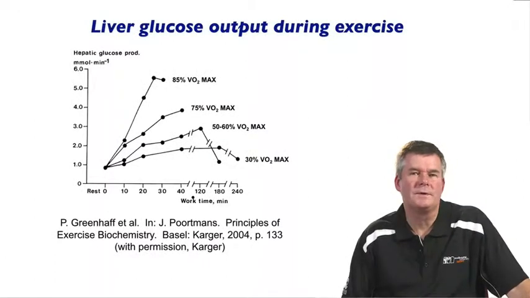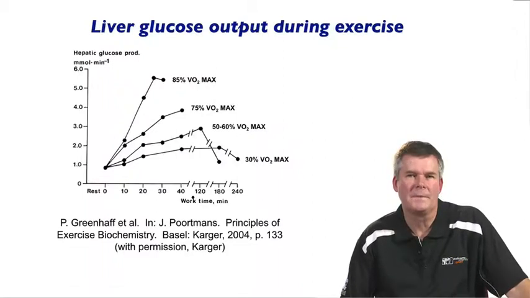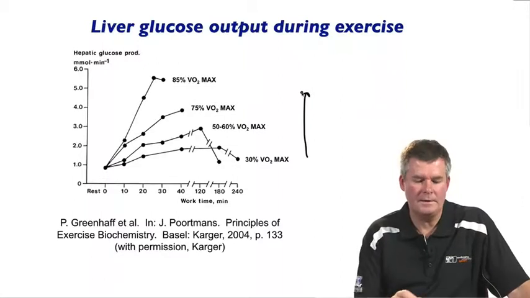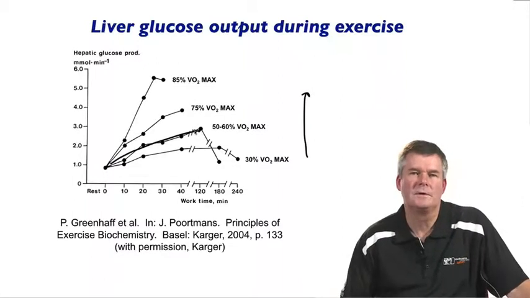Now, it's very important that the blood glucose concentration be maintained within a relatively normal range during exercise, and this is the role of the liver during exercise. And so just as you see an increase in muscle glucose uptake, there's a parallel increase in liver glucose output. And you can see here that the curves for liver glucose output are very similar to those of muscle glucose uptake. Both an increase in exercise intensity and an increase in exercise duration will increase liver glucose output.